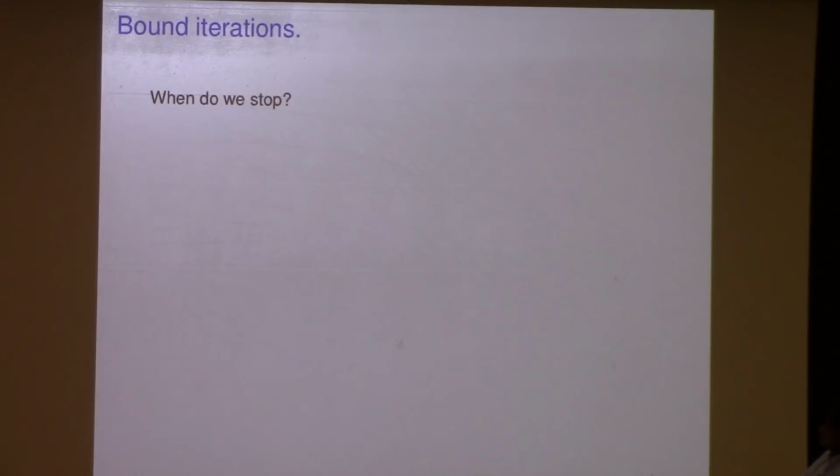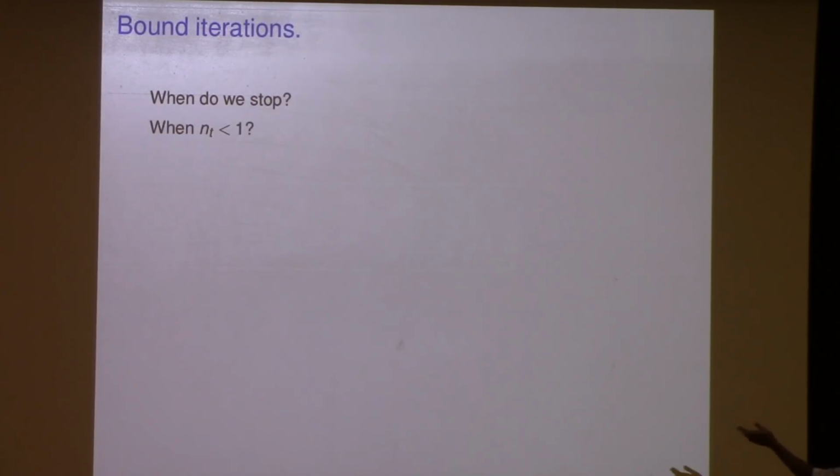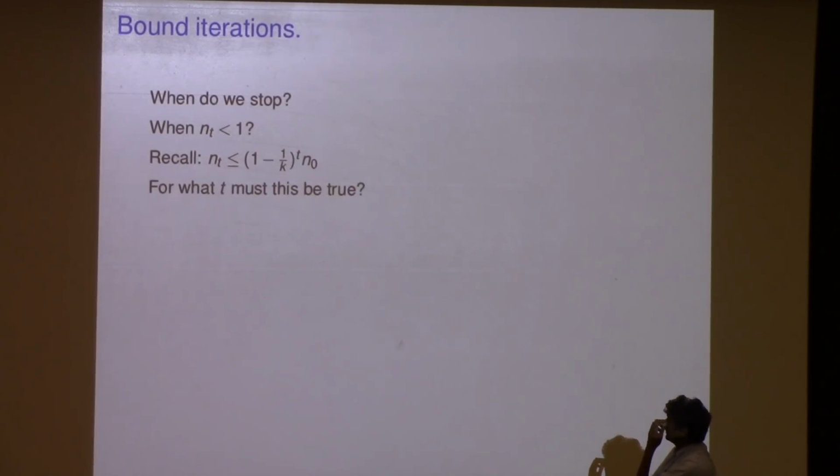At some point, we stop when this upper bound is less than or equal to 1. Okay, that's what we're going to do. We definitely stop when the number of remaining elements is less than 1. It's 0, you stop. So now when your upper bound is less than 1, that means you're done. So what we're trying to do is figure out when this upper bound on the right is less than 1. Okay? For what t must this be true?